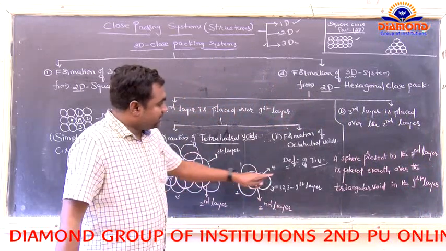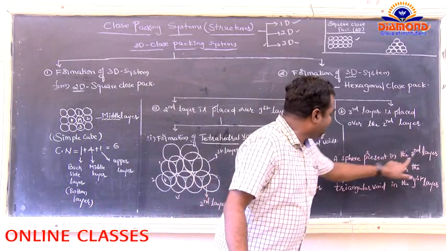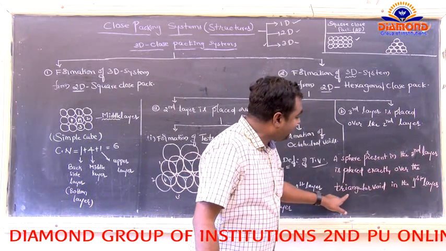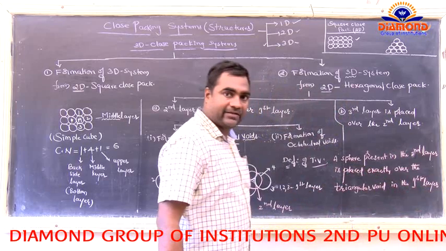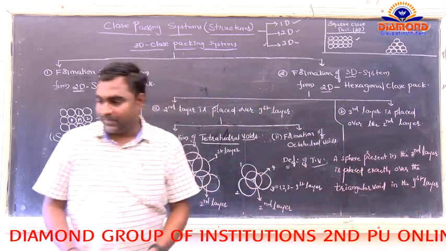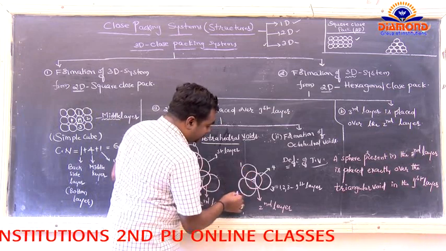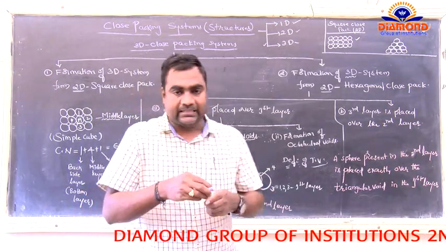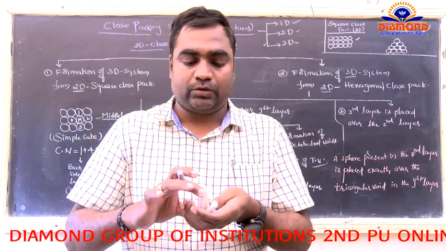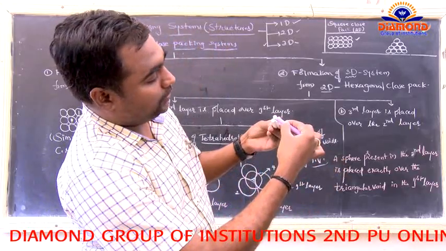Now the definition: a sphere present in the second layer is placed exactly over the triangular void in the first layer. So simply see this. Here the three spheres are 1, 2 and 3.